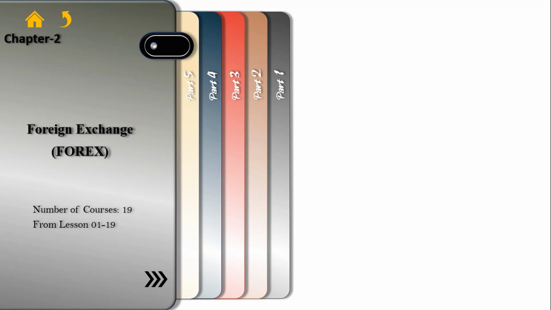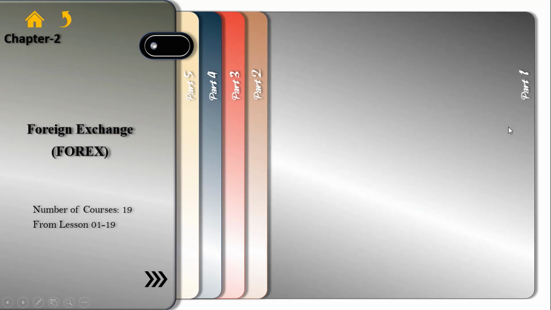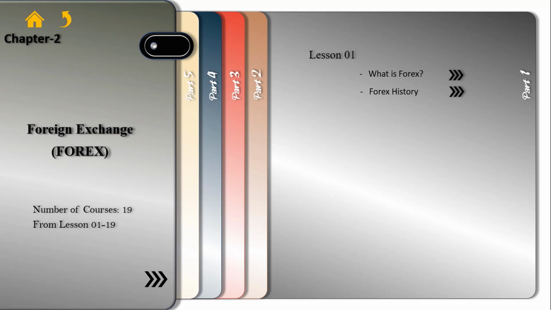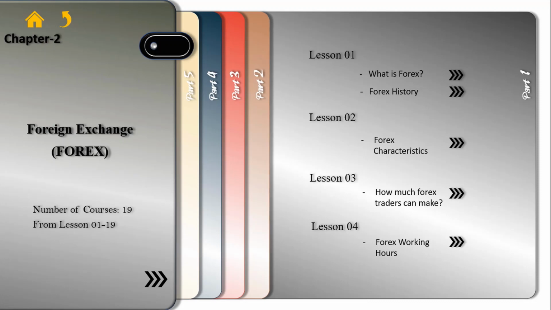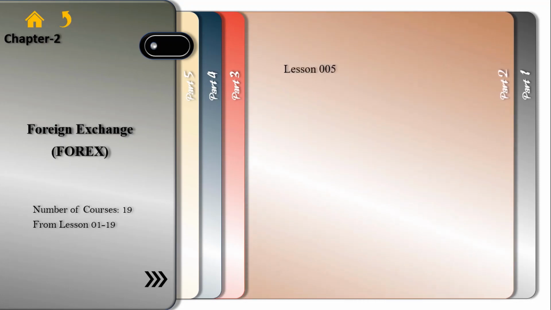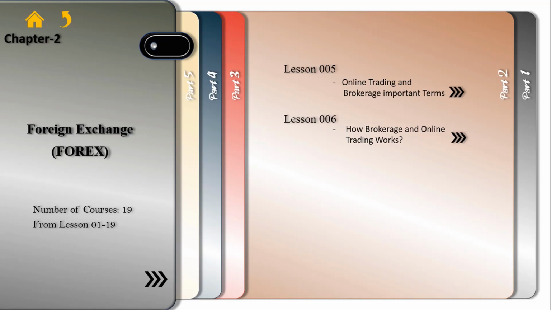Prior to starting today's lesson, I will let you know about our previous lessons that I uploaded on this channel, and you can watch them. In part 1, we started with lesson 1, what is Forex and Forex history, lesson 2, Forex characteristics, lesson 3, how much Forex traders can make, lesson 4, Forex working hours. Part 2, in which we studied online trading and brokerage important terms, lesson 6, how brokerage and online trading works, lesson 7, how to choose the right broker. These are very important lessons. If you have missed them, I have mentioned the link in the description below.